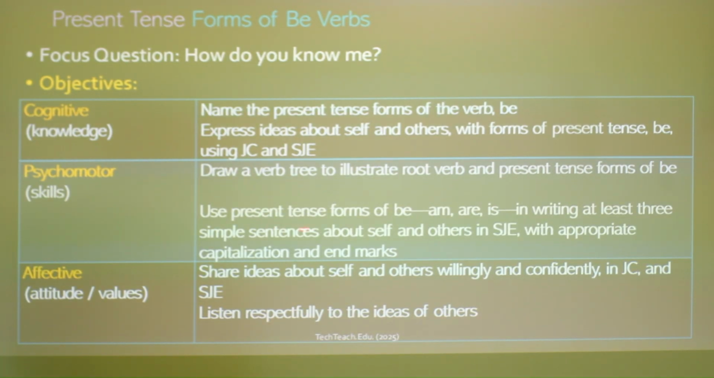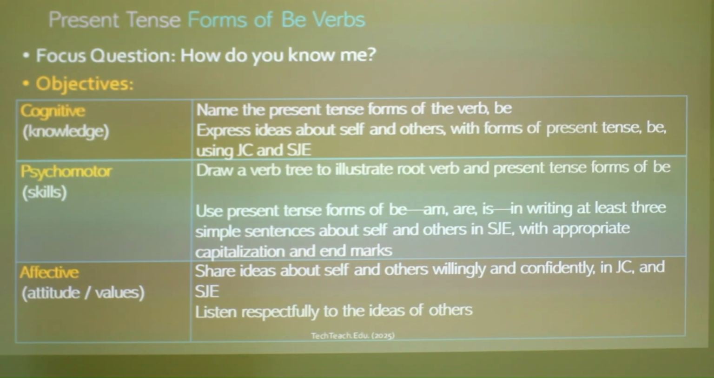To use present tense forms of be, am, are, and is in writing at least 3 simple sentences about self and others in SJE with appropriate capitalization and end marks. And finally, to share ideas about self and others willingly and confidently in Jamaican language and SJE, which is our standard target language, and to listen respectfully to the views of others.